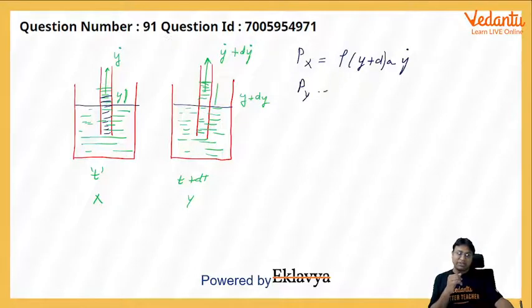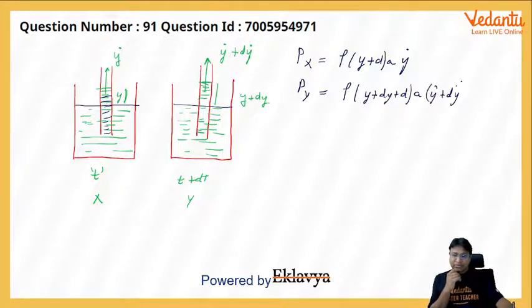Similarly, momentum in the y situation can be written as, again, density into y plus dy plus d, into A, into y dot plus dy dot. So this is how we write the final momentum. And now the impulse part. Which force is exerting the impulse?